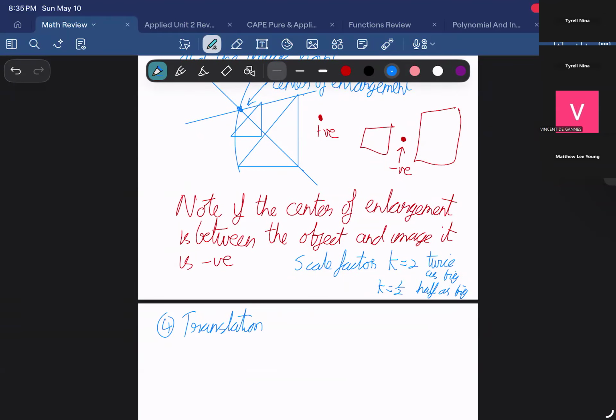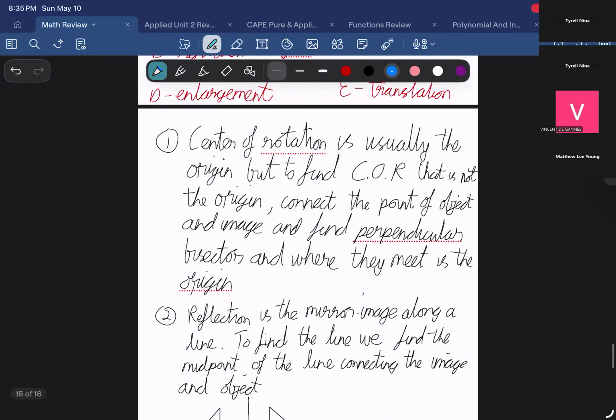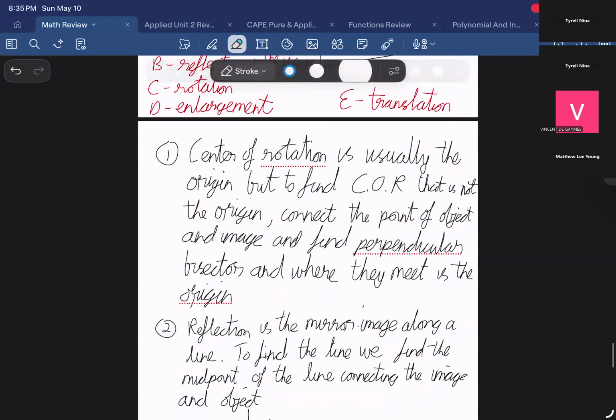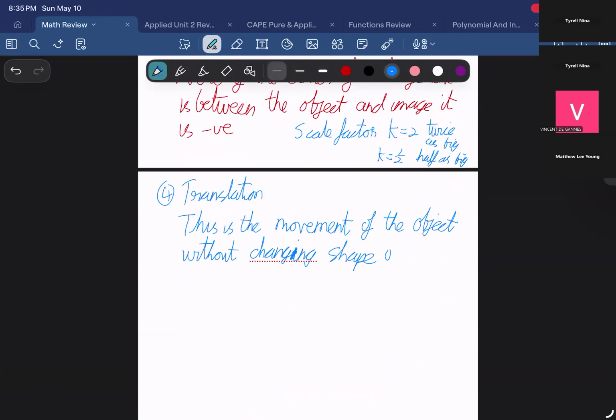Right? This is the movement of the object without changing shape or orientation. I feel like I missed some for the center of rotation. Oh, I should also put, well, I'll put it after, right?